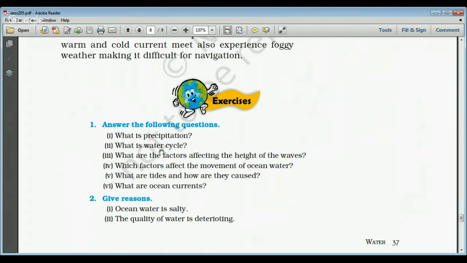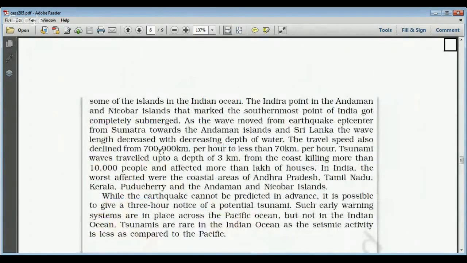Factors affecting the height of the wave. There may be various factors like earthquakes, volcanoes, underwater currents, or tsunamis. Tsunami waves are the highest. They may be up to 150 meters. Their height is the very highest. Then the factors affecting the movement of the ocean waters. There are various types of factors which affect the movement of the ocean water. This is written here.